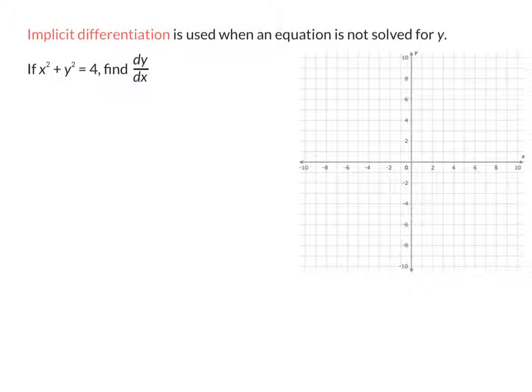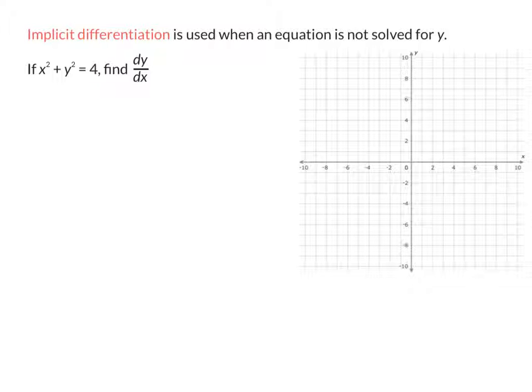Hello. In this video we're going to be talking about implicit differentiation. And implicit differentiation is used when an equation is not explicitly solved for y. So when we normally have y equals, we say that it is explicitly solved for y, or our f of x, and we use implicit differentiation, implicit being the opposite of explicit, when it is not solved for y.